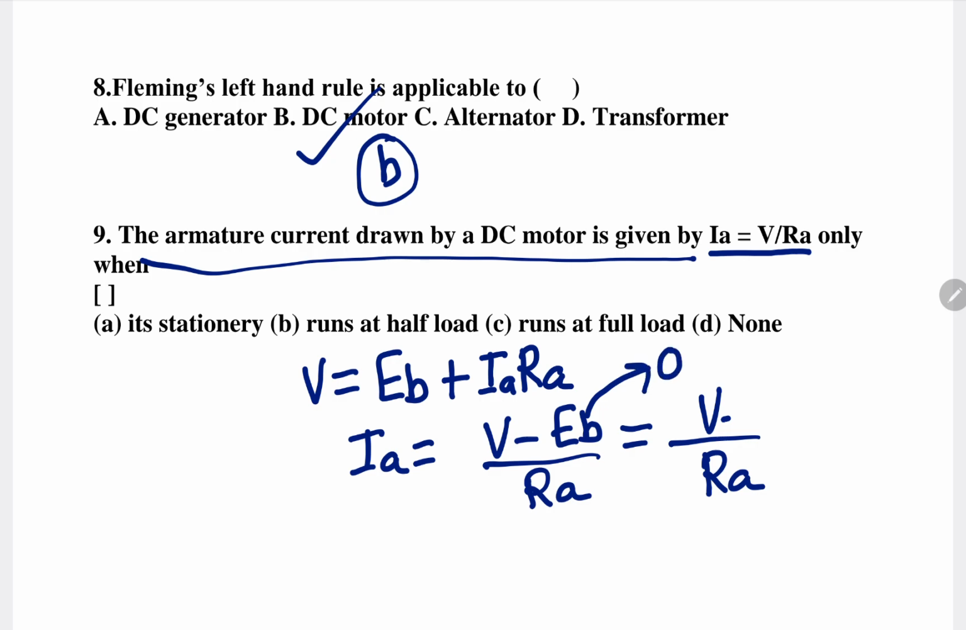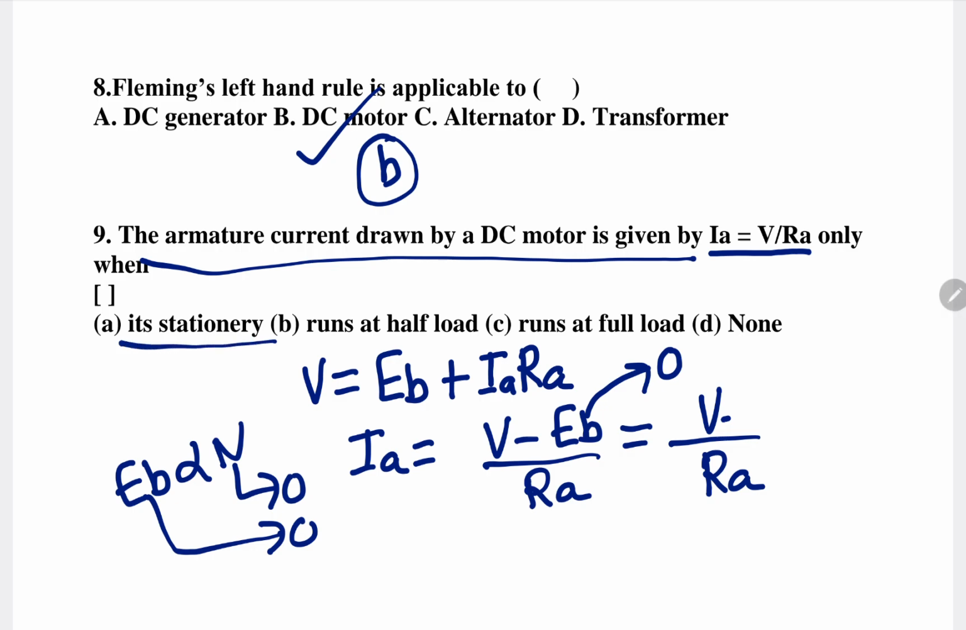So under what condition does back EMF become 0? Back EMF depends on the speed of the motor. When the speed of the motor becomes 0, back EMF becomes 0. That is when the motor is under the standstill condition, when the motor is at stationary condition. So the answer is A.